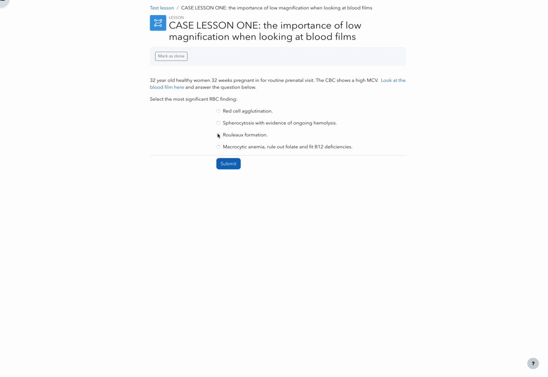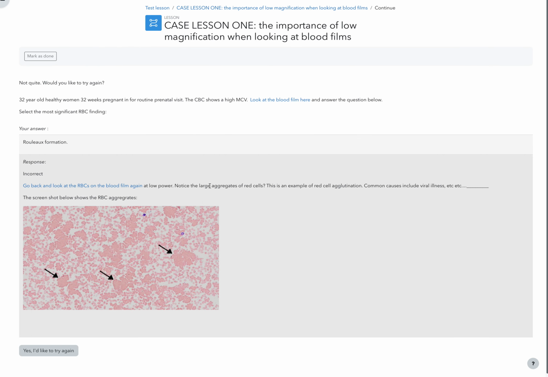You can see here the blood film. You zoom in, you can see the abnormality here quite readily. And you put the answer. I'll put an incorrect answer here, and you get this.